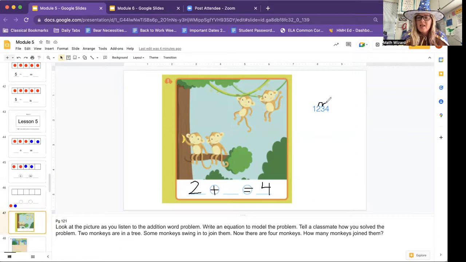1, 2. So do you think that 2 more monkeys came in? Let's see if that works. Let's look here. 1, 2, 3, 4. There's 2 more monkeys right here. And that made us get to 4. 1, 2, that was our 2 to start with. And 2 more joined us. 2 plus 2 equals 4.